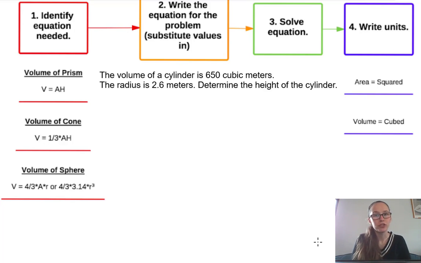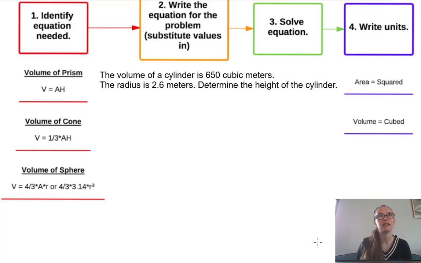So we are going to do two problems today, and we are working kind of backwards, where I give you the volume of the cylinder and you have to either figure out the height or the radius. So in this problem, we have a volume of a cylinder is 650 cubic meters. The radius is 2.6 meters. Determine the height of the cylinder.